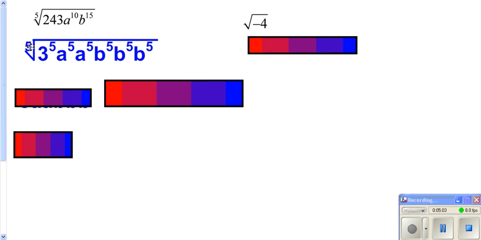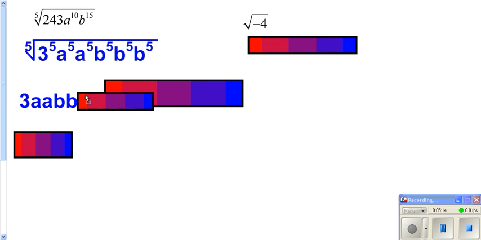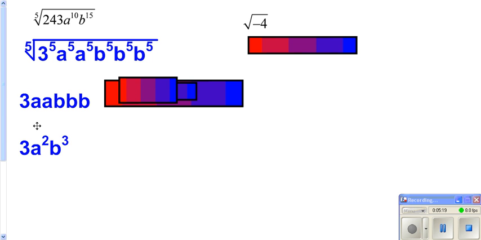Your fifth root here undoes each one of these fifth powers here. So your fifth root undoes all your exponents, so it only leaves you with the 3, the a, the a, the b, the b, the b. Well, a short way to write that, since you have an a times a is an a squared, or a b times b is a b cubed.